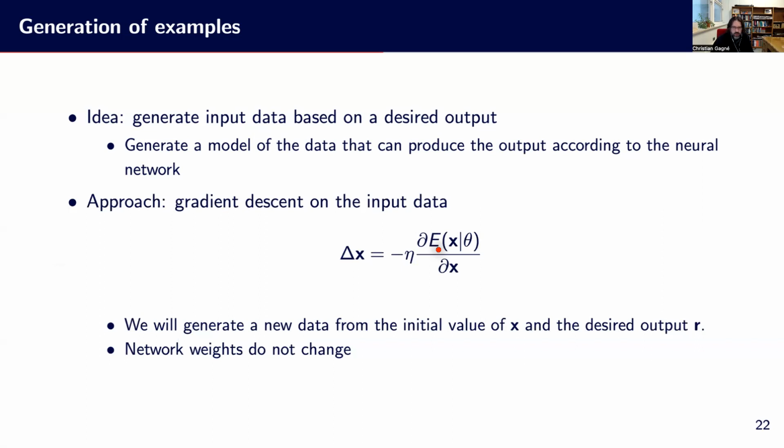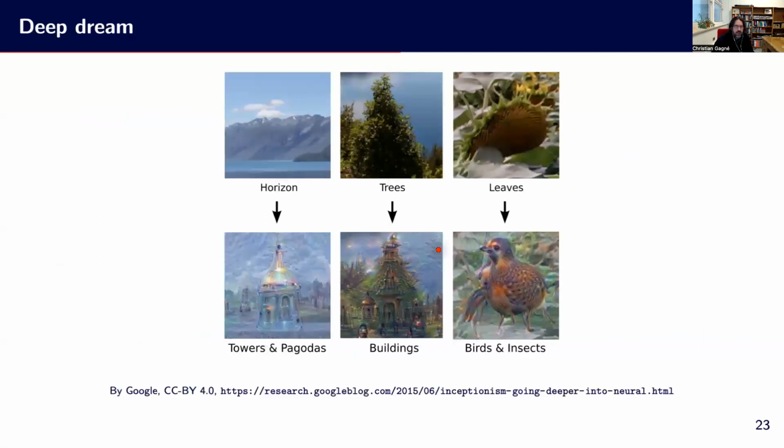So we will generate new data from the initial value of X. We can just start from an X and modify it until the decision is made the way we wanted it. And the network weights do not change. This kind of idea was applied in what was presented some time ago in 2015. So it's getting quite old, but that was really interesting at that time. It is the Deep Dream thing of Google.